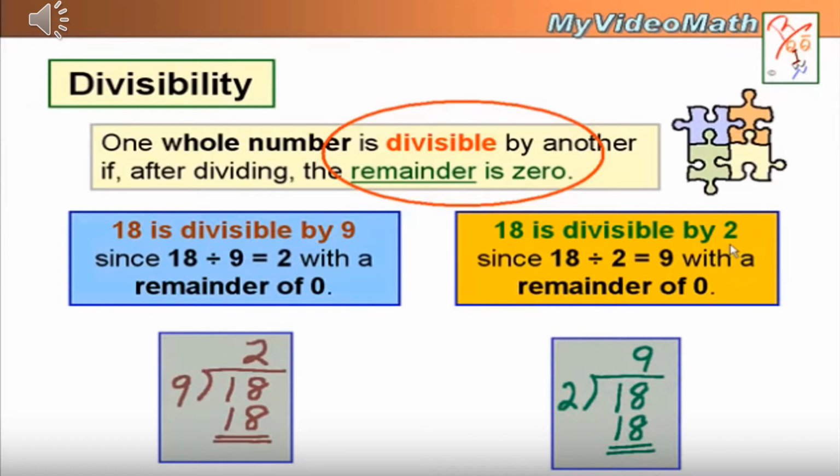In this lesson, we're going to be studying divisibility rules. So, we're going to start with what is divisibility. Divisibility: one whole number is divisible by another if, after dividing, the remainder is 0. For example, 18 is divisible by 9 and 18 is divisible by 2, because whenever you divide them, it gives you a remainder of 0.